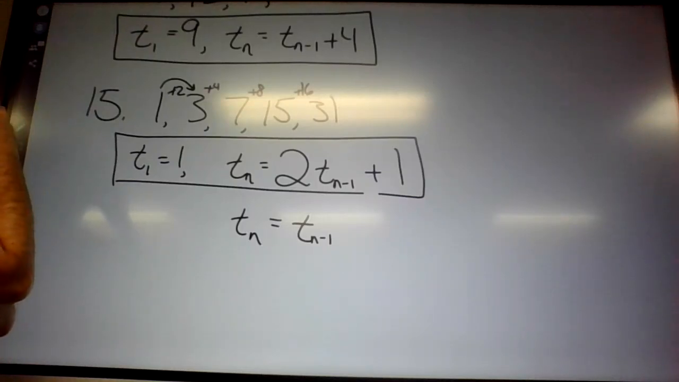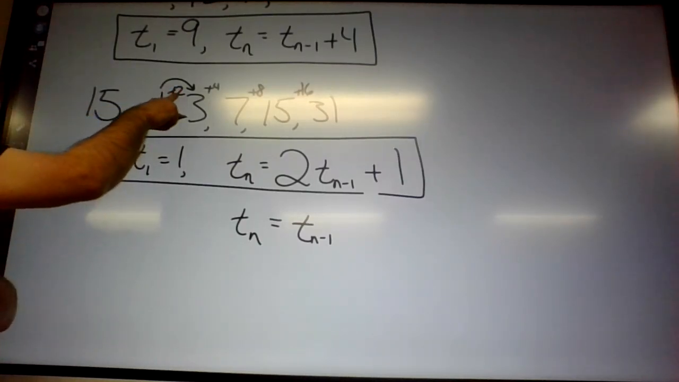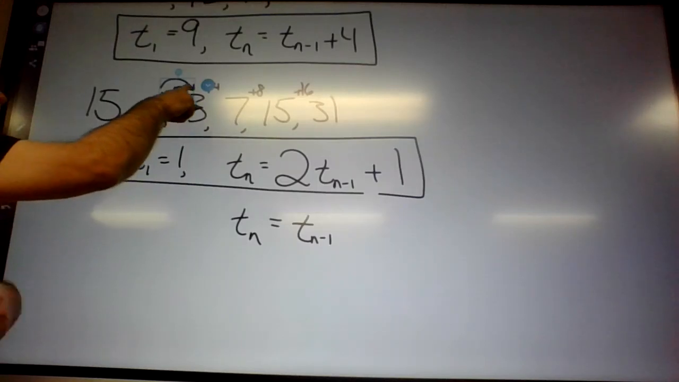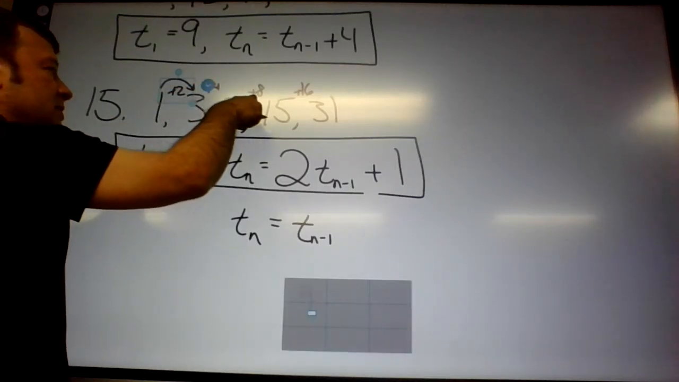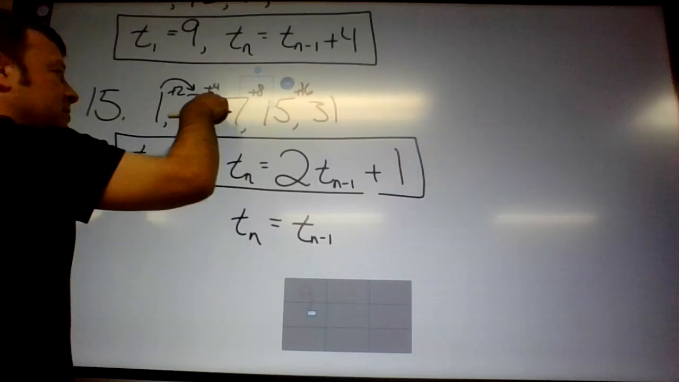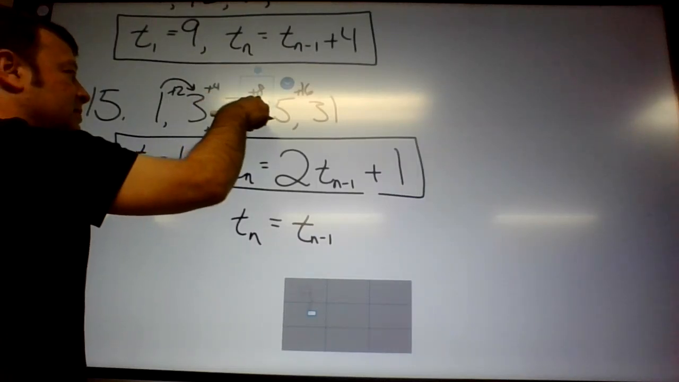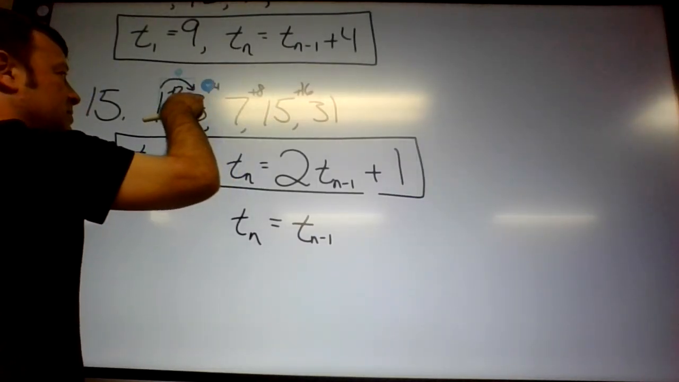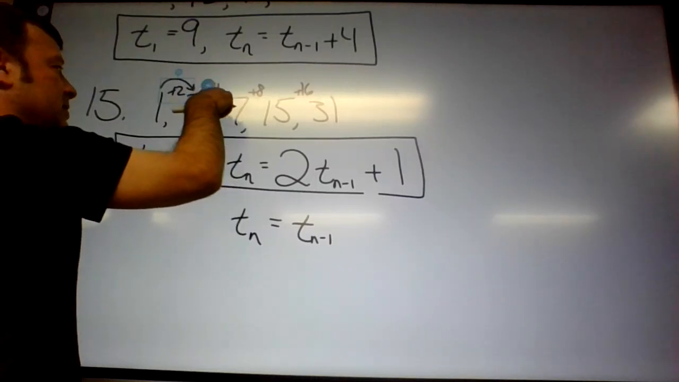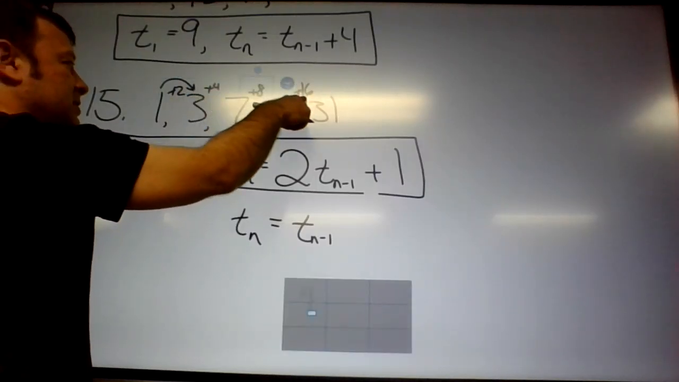Is there a way to do that one? What is this for the previous term? This is n times 2. This is n times 4. Or n times 2 times 4. n times 2, n times 4, n times.